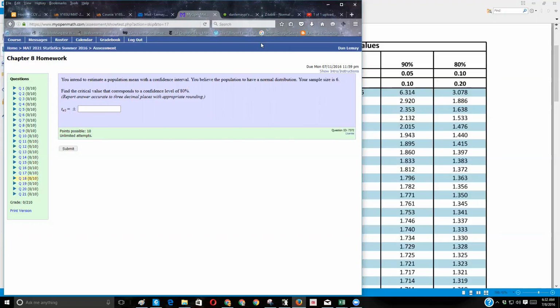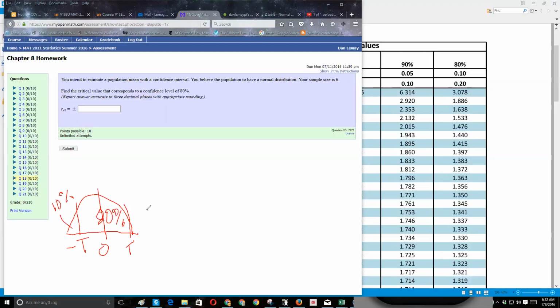Well, what we're going to do is make a little sketch. I always like sketches. So that's kind of a normal distribution, and the mean is 0, and we're looking for what t-score cuts off that middle 80%. If there's 80% in the middle, there's 20% outside that, which means there's 10% down here and 10% up here. Now, we don't need this for the table, but we will when I show you how to use a calculator.